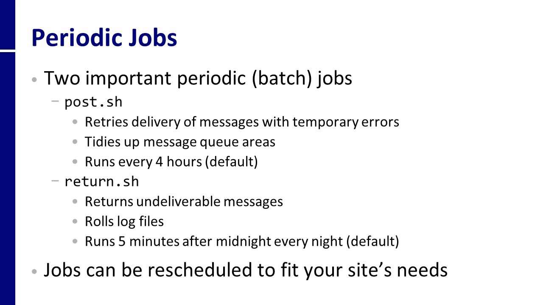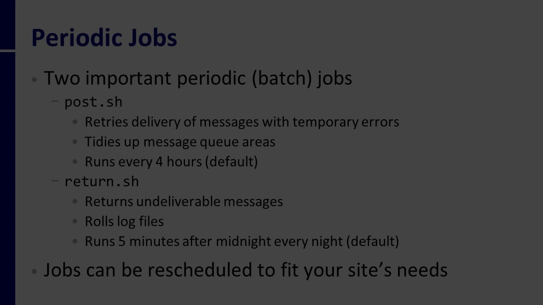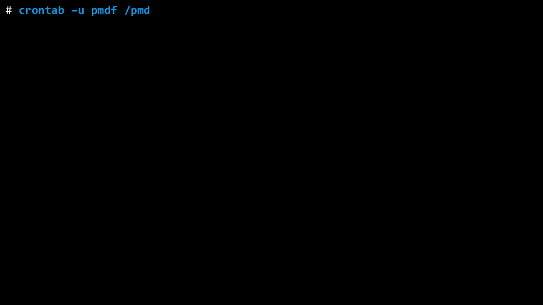Since this is a brand new system, let's start off by accepting the defaults. Use the crontab command to create the periodic job entries for the PMDF user. Run crontab -u PMDF table cron jobs to put the periodic jobs in place. You can always use the crontab -e command to edit the PMDF user's periodic jobs if you need to adjust timing and frequency.